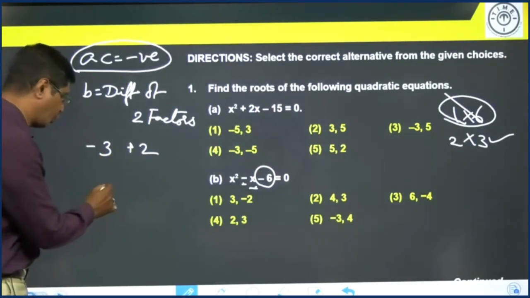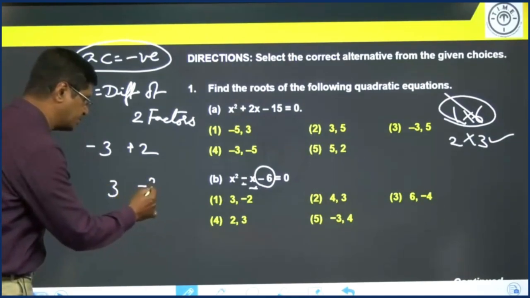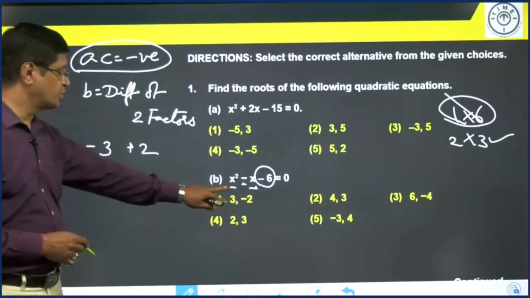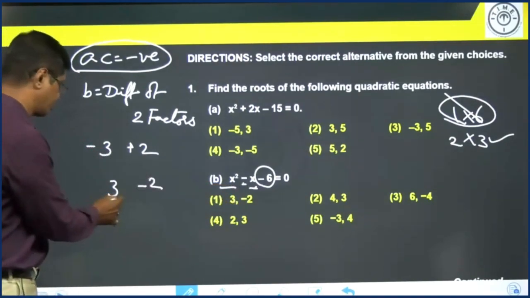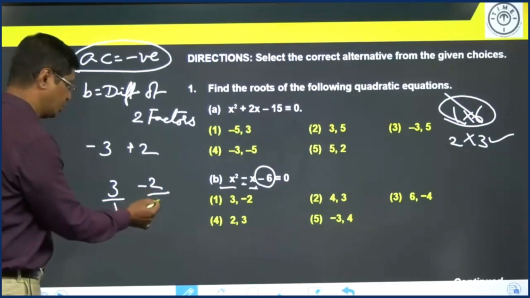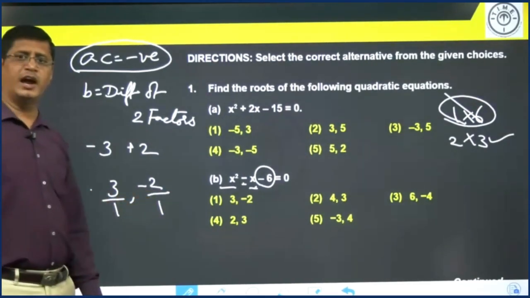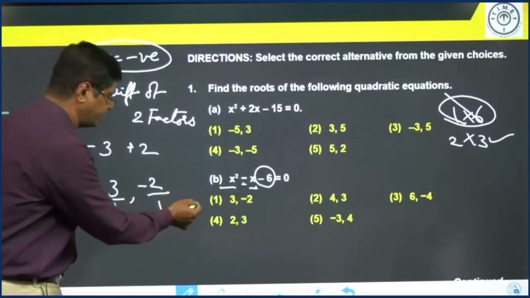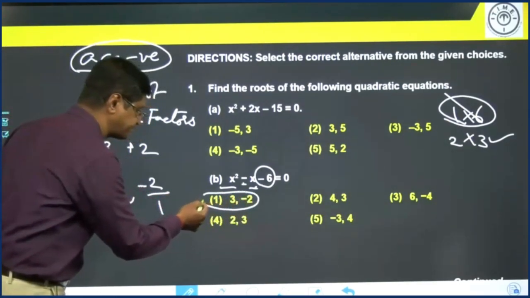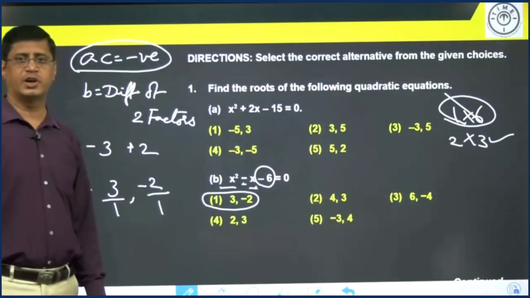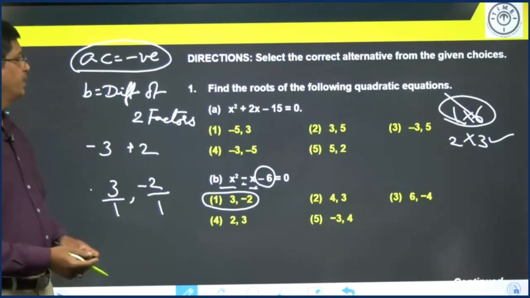What are the roots? Roots means the same numbers with opposite sign, divided by the coefficient of x square. The x square coefficient is 1. So the roots are 3 and minus 2. So what is the right option? The answer for this question is option number 1. The first choice is the right answer.